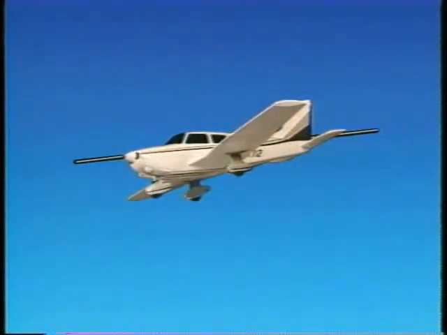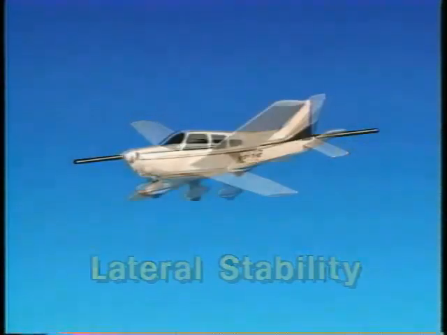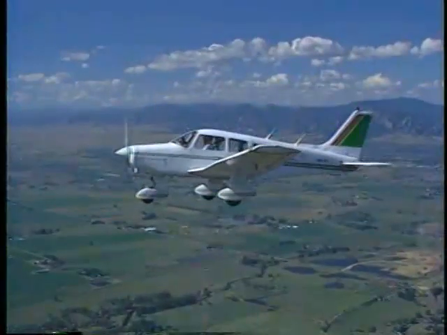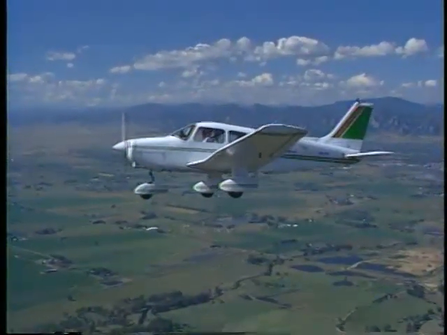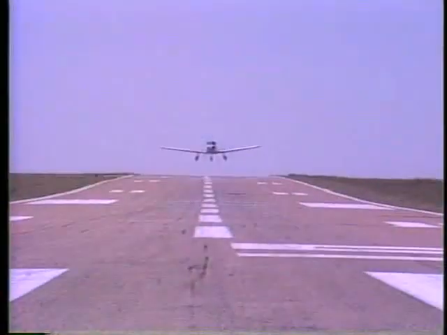Stability about the longitudinal axis is called lateral stability. Positive lateral stability is the tendency of an airplane to roll back toward a wings level attitude following displacement by a gust of wind or inadvertent control movement.